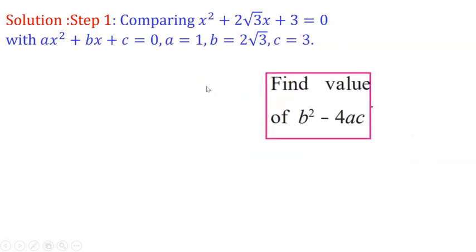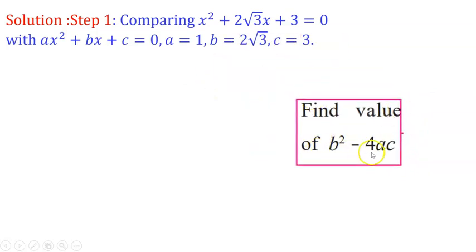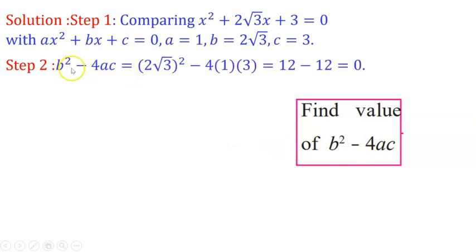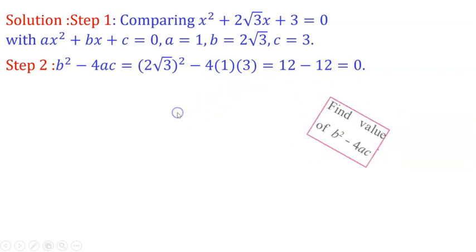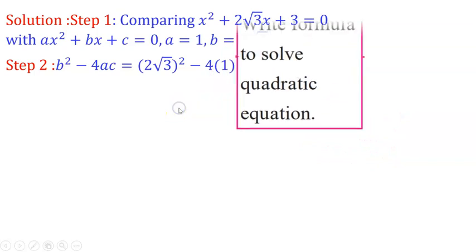Okay. What about the second step? Find value of b square minus 4ac. The value of b is 2 root 3 bracket square minus 4, the value of a is 1, c is 3. Square of 2 root 3: square of 2 is 4, and square of root 3 is 3. 3 into 4 is 12. Here you got 12. Next, 4 into 1 into 3 is 12. 12 minus 12 is equal to 0. The value of the discriminant came out to be 0.